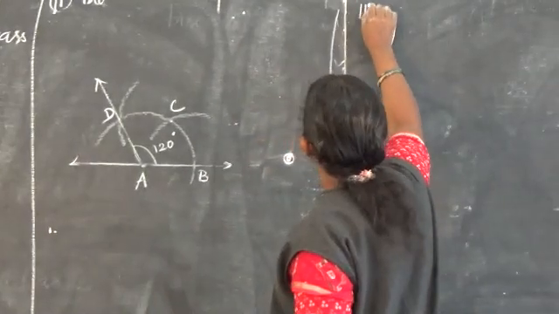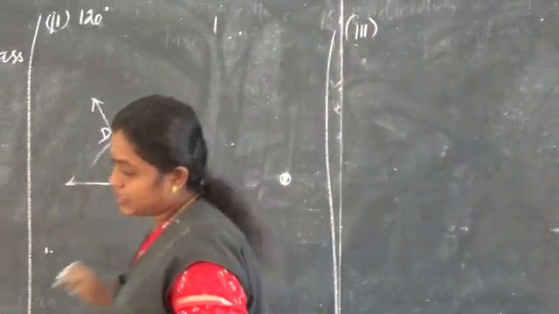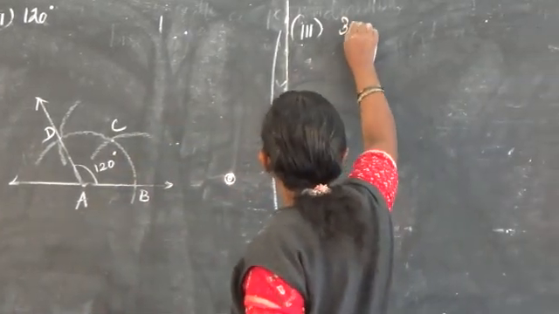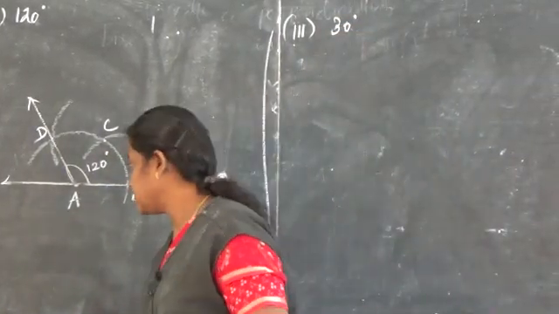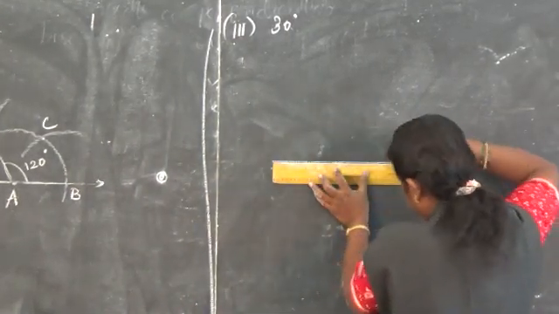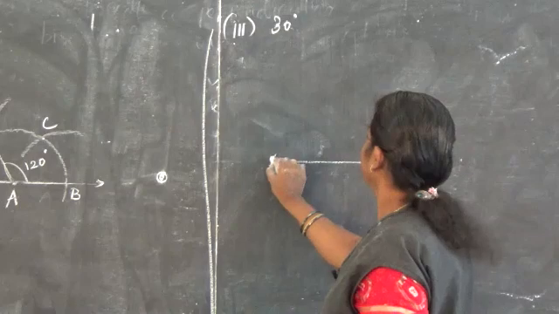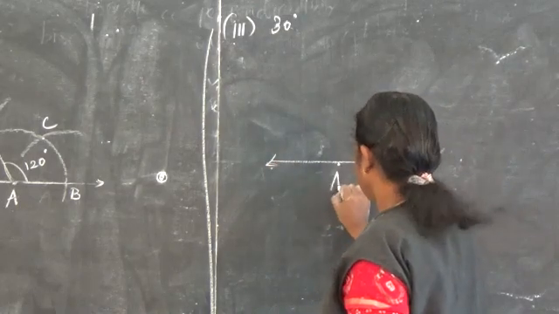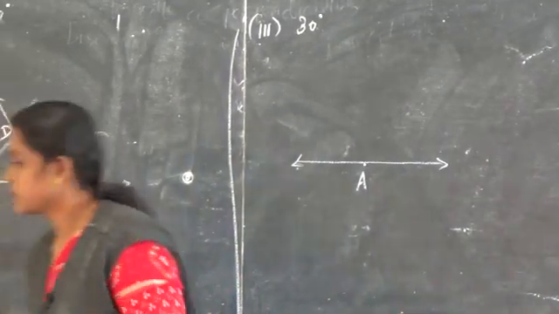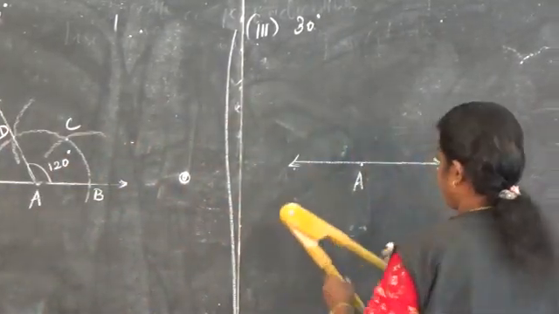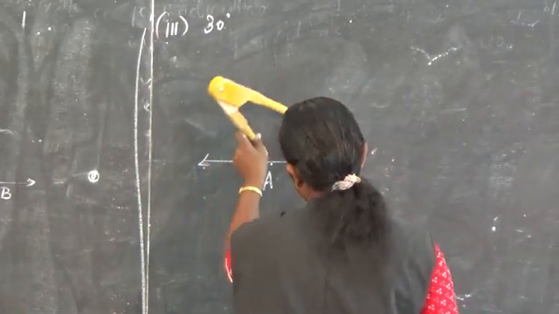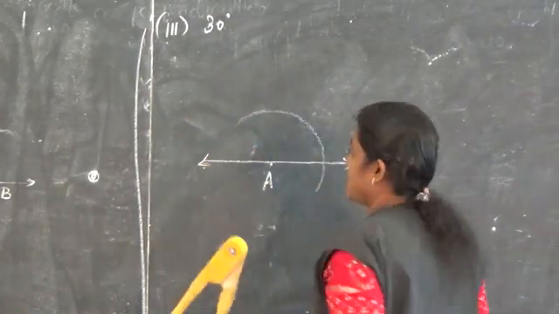Come to the third one. What angle is given to us? 30 degrees. Same way, draw a line, mark a point A on it, same radius, any convenient radius, and draw one arc.